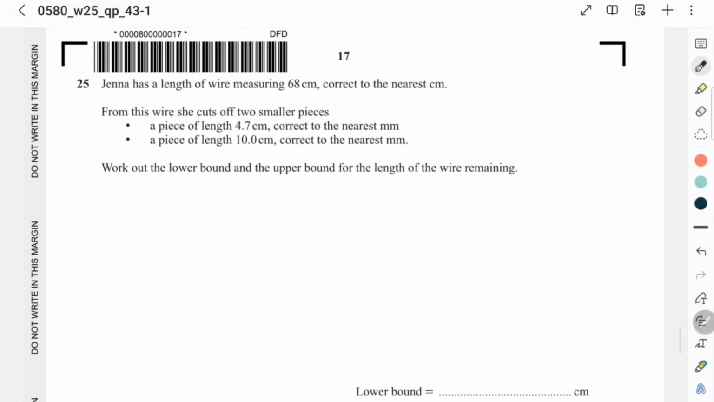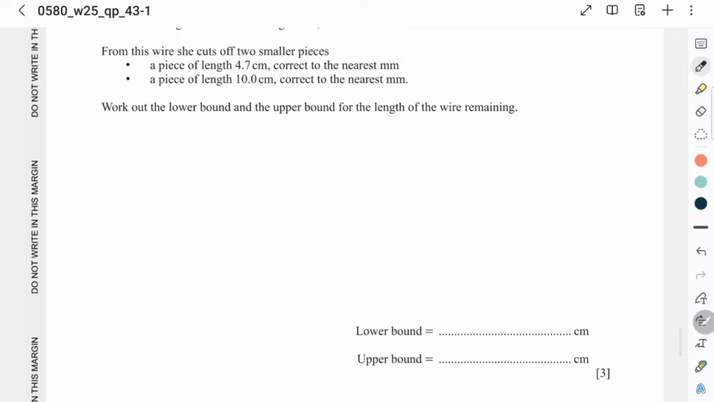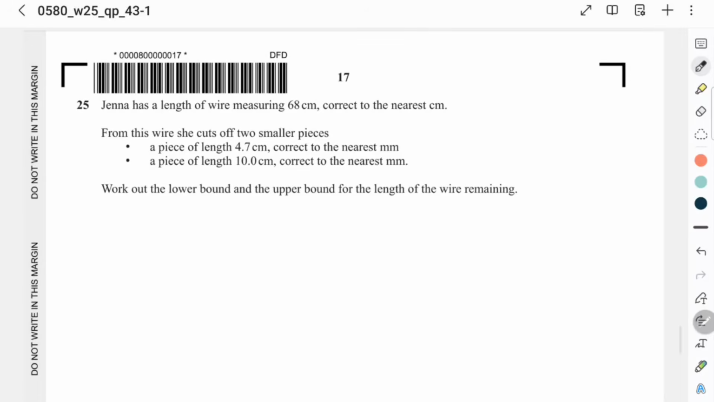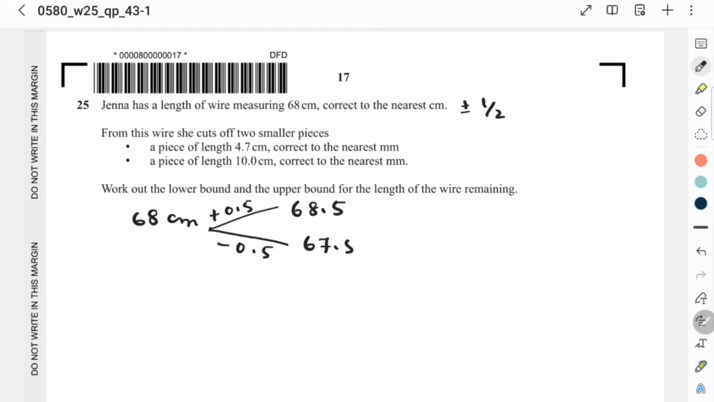In question number 25, Jana has a length of wire measuring 68 centimeters, correct to the nearest centimeter. It's a 3 marks question. 68 centimeters correct to the nearest centimeter means plus or minus 1 upon 2 to get the lower and upper bound. So 68 plus 0.5 gives the upper bound, and minus 0.5 gives the lower bound. So this is 68.5 and 67.5. It's the upper bound and the lower bound.